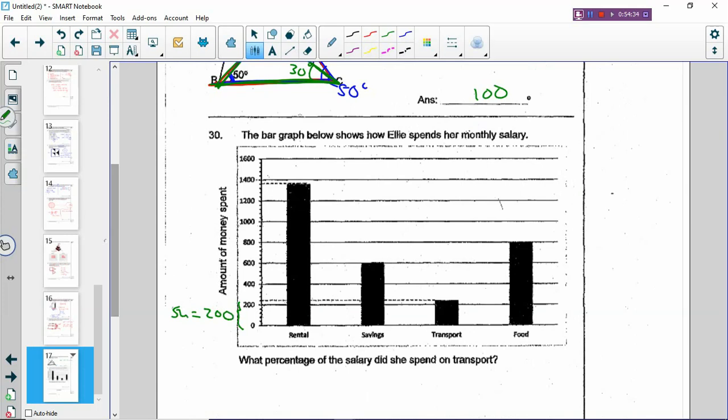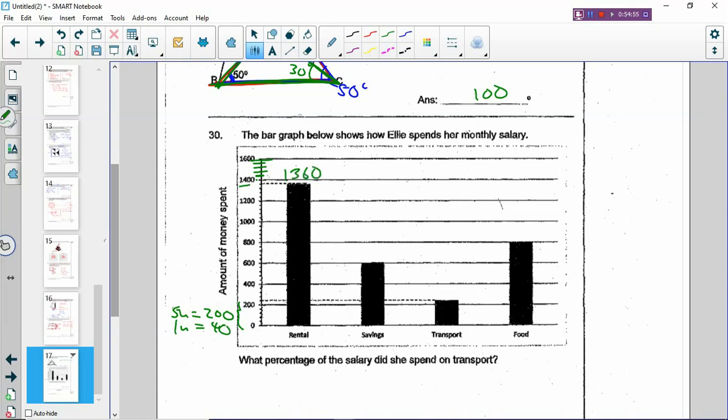So, you make sure you count the gaps carefully. Like from here, you have 1, 2, 3, 4, 5. There are 5 gaps. Then you find how big one gap is, which is 40. So that is the first thing you must do, to count the gaps. Then the second thing is to put numbers onto the bars. So 1400, you minus 40, you get 1360.